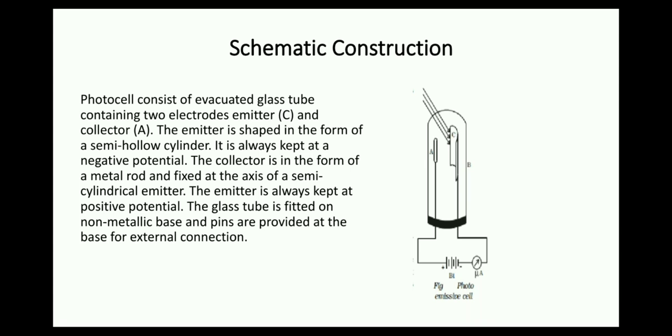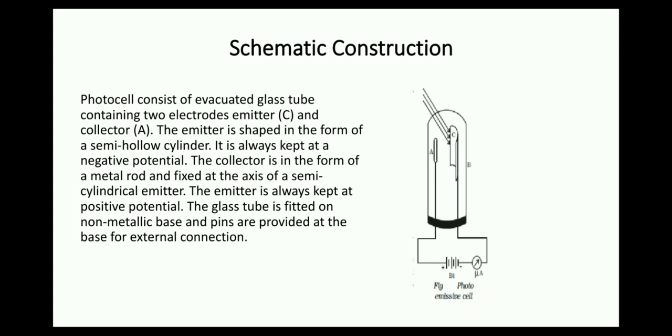The emitter is in the shape of a semi-hollow cylinder. It is always kept at a negative potential. The collector is in the form of a metal rod and fixed at the axis of a semi-cylindrical emitter. The collector is always kept at positive potential. The glass tube is fitted on a non-metallic base and pins are provided at the base for external connection, as we can see in the picture on the right hand side.